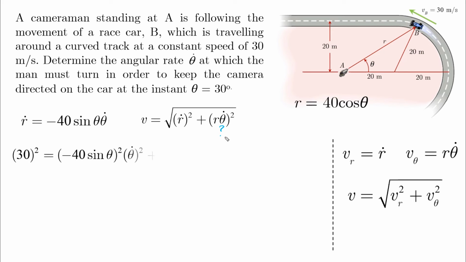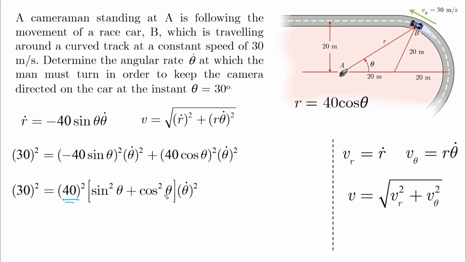So by applying, you can notice here that minus 40 square and 40 square also will be a common factor, in addition to theta dot square. So we can take both of them as a common factor, and the remaining in the bracket will be sine square theta plus cosine square theta, which is going to be equal to 1. And the result now is theta dot equals 30 over 40, which is 0.75 radians per second.